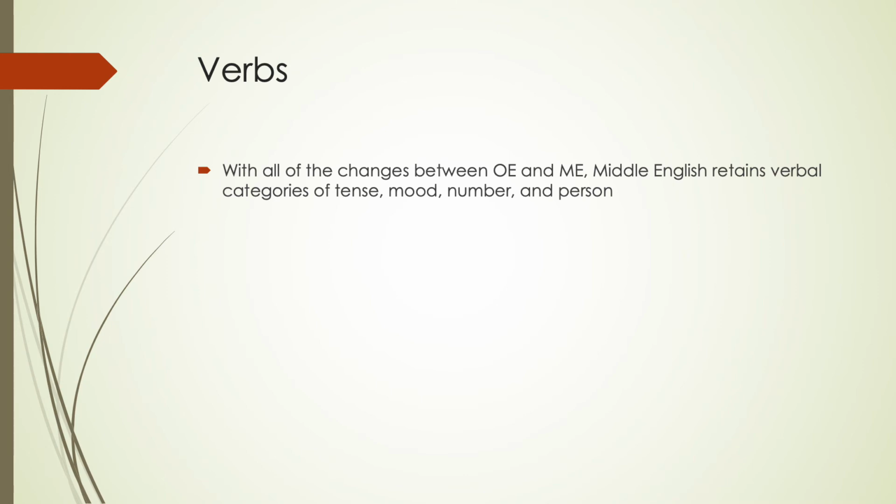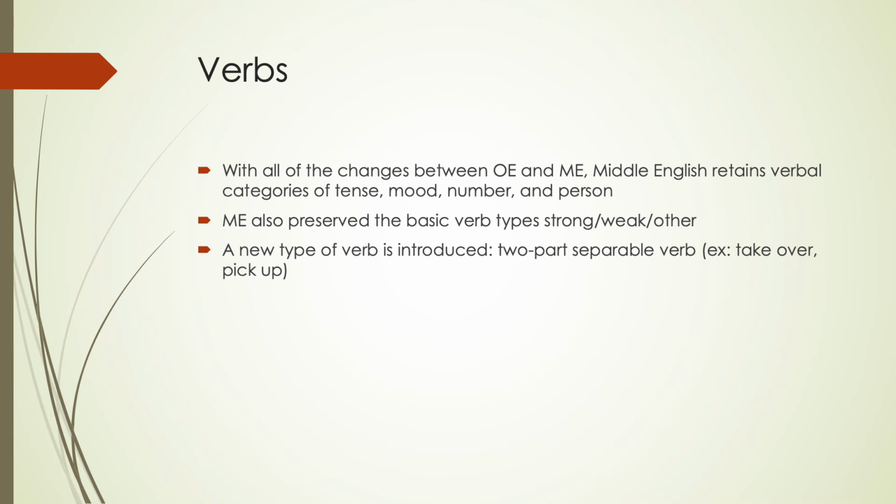With verbs, we're going to see a lot of changes as well. So with all of these changes, Middle English is retaining the verbal categories of tense, of mood, of number, of person. We're seeing a few of those still maintained in present-day English today, but we've lost a lot of that as well. They still also preserve the basic distinction between strong and weak verbs, but then we start seeing a new type of verb introduced that becomes more and more common as time goes on, where we have a two-part verb such as take over or pick up. And we have a lot of those in present-day English.